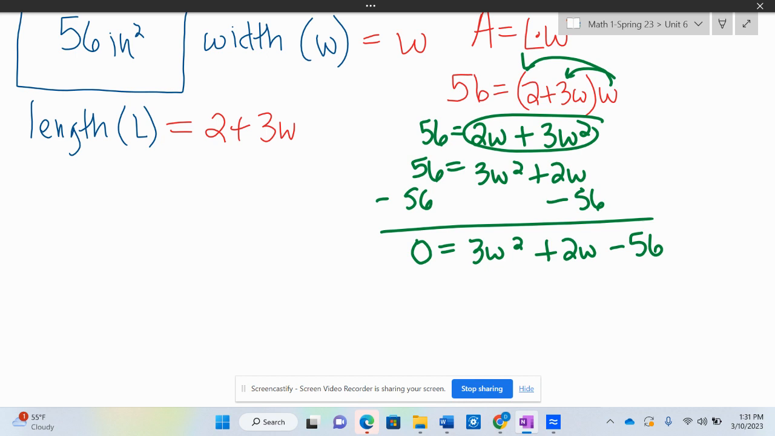Okay, now get your brains ready. How do I solve this? We have to factor it, right? So I have to figure out what A times C is and what is B. Well, what is A times C? 3 times negative 56 is negative 168. Thank you. Has to add up to 2. So you need to find factors of negative 168 that when I add them together, I get a positive 2.